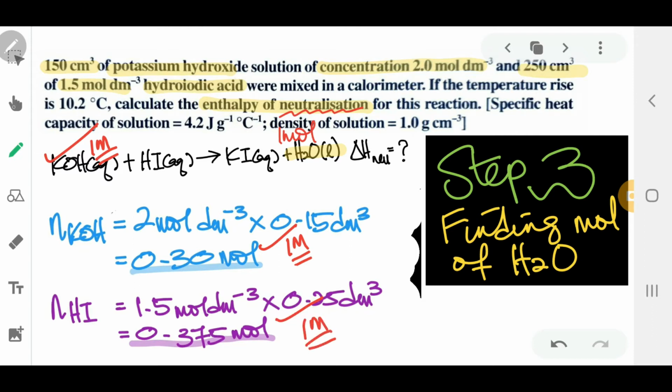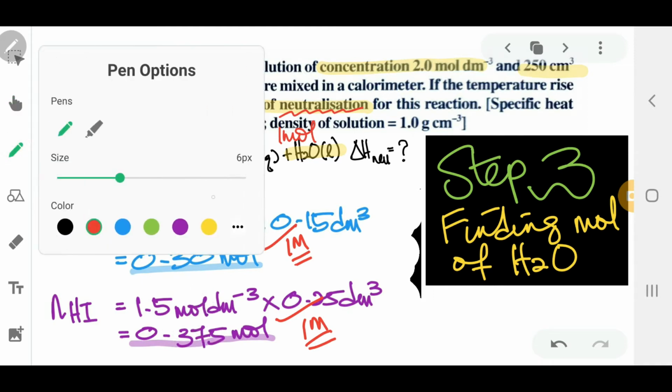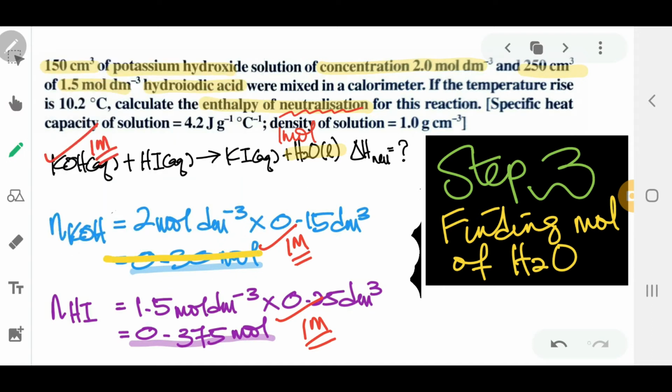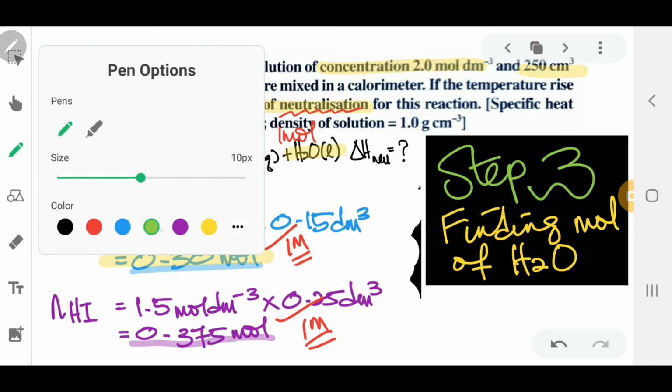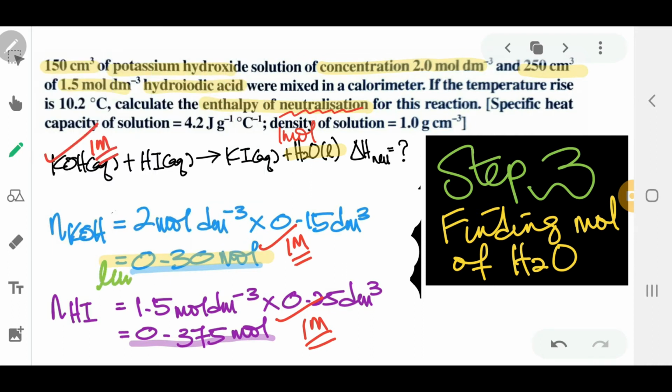Now we have found both numbers of moles. When you compare both of them, since the ratio is 1:1, you can directly compare the number of moles to identify the limiting reactant. KOH is 0.3, HI is 0.375, and it is obvious that your KOH will be the limiting reactant. Okay, so this over here is going to be your limiting reactant. Okay, so step 3, now we need to find the number of moles of H2O.